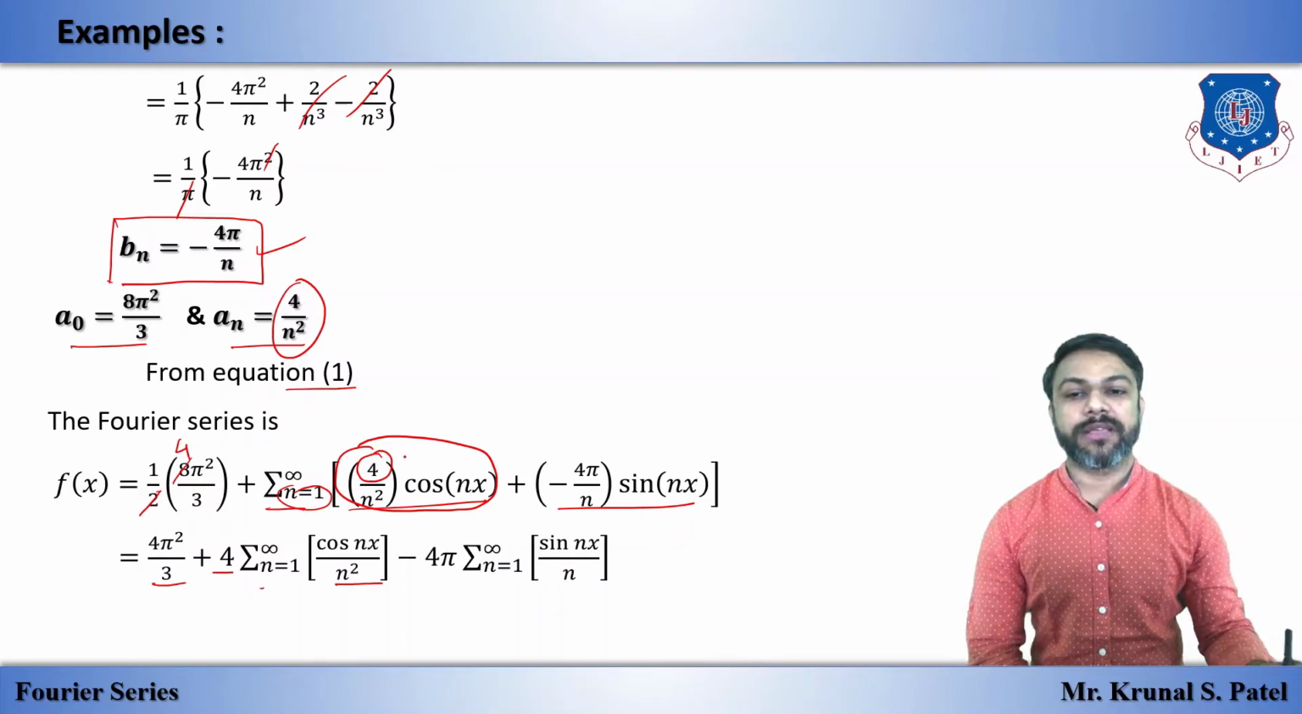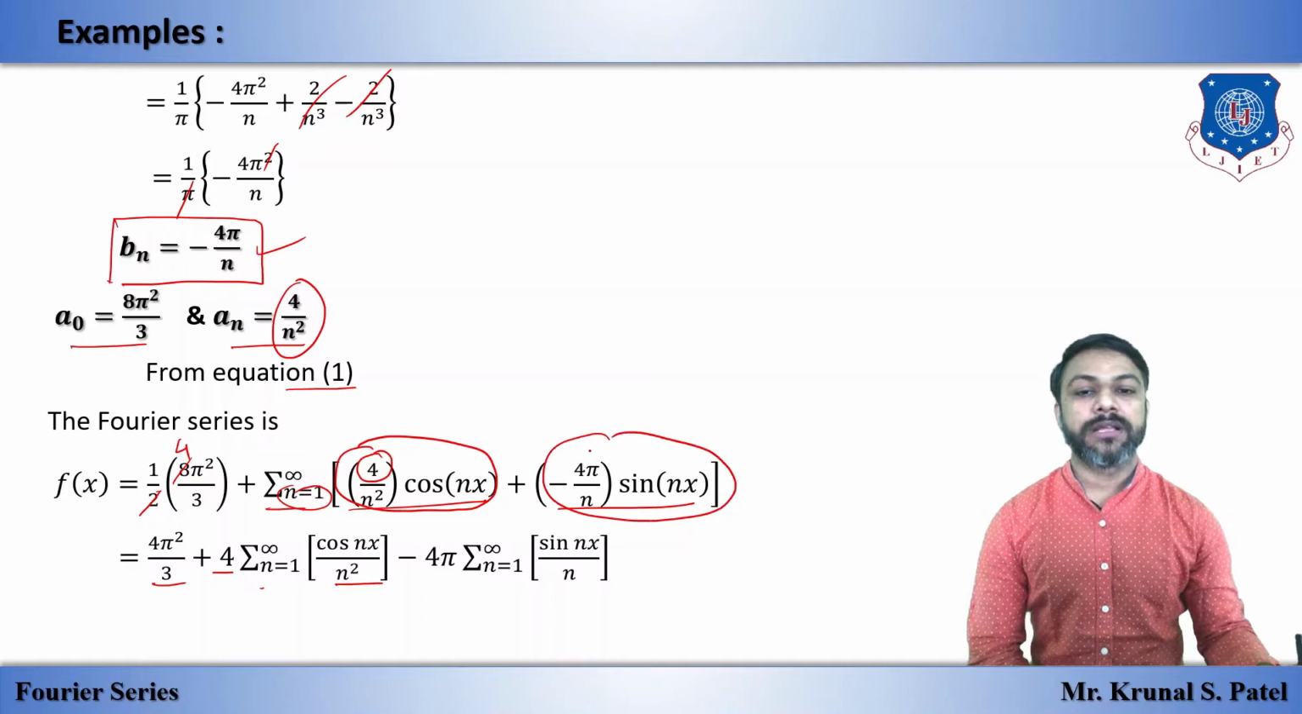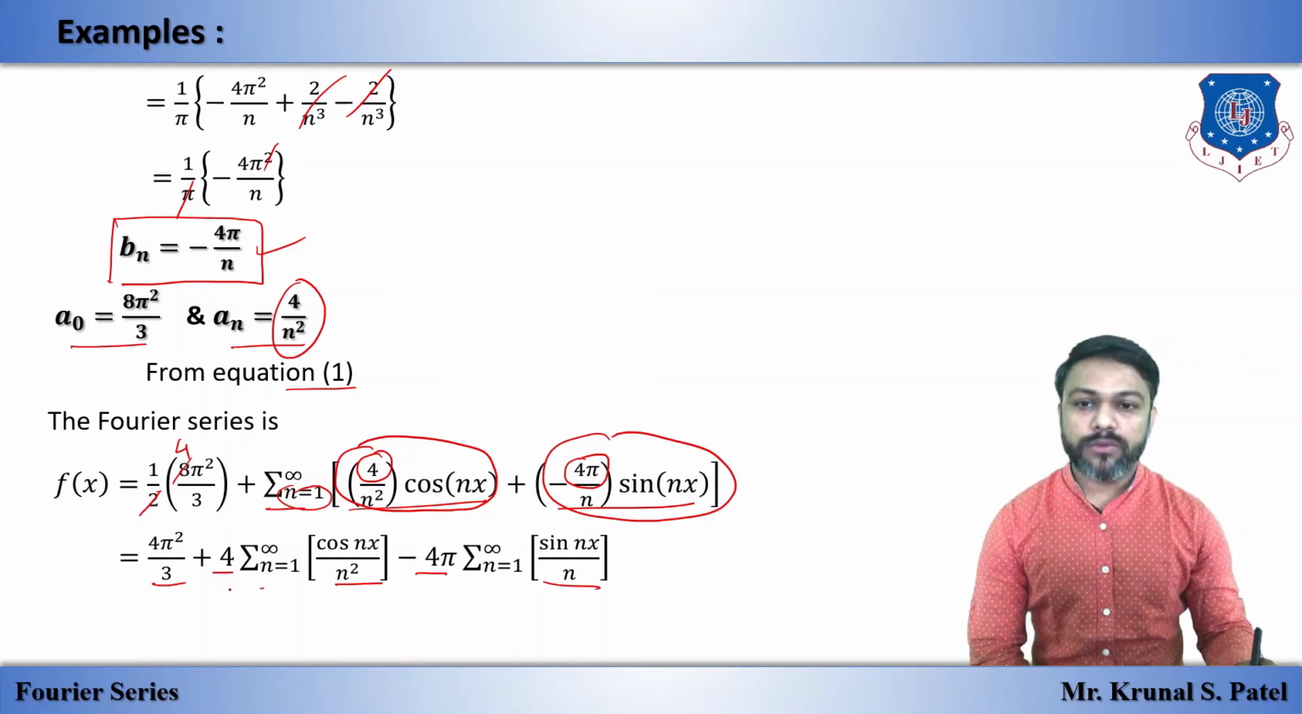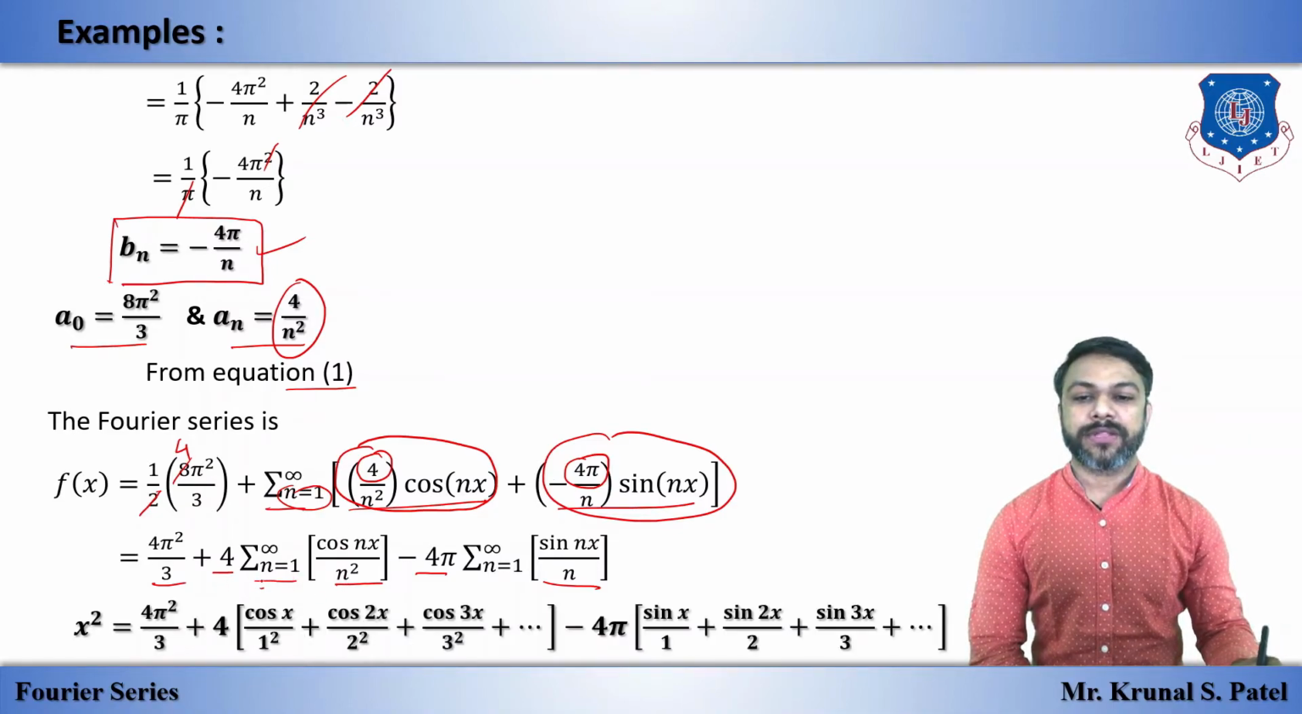Similarly, if we give sigma to this term, which term is constant? So minus outside and 4 pi outside. So we have sigma sin nx divided by n. Okay. Now again we can simplify by putting the value of n in this term. We have this 4 pi square by 3 as it is, this plus 4 as it is, and 1 by 1 we will put the value of n, and this n is running from 1 to infinity.